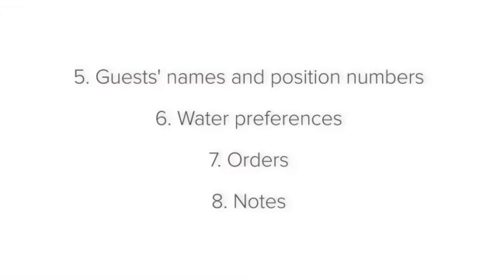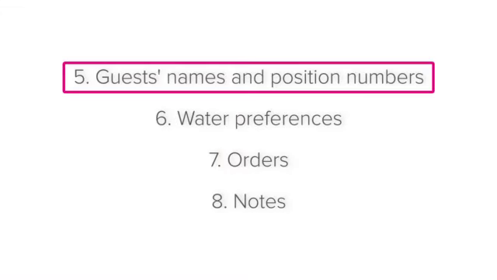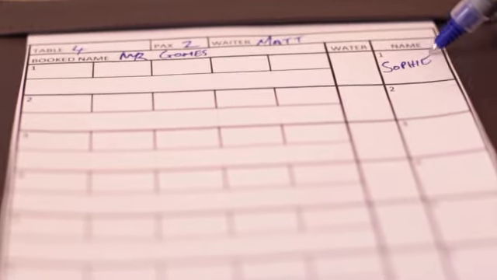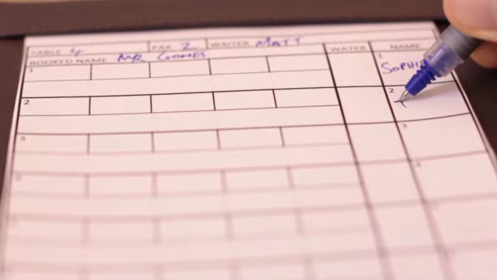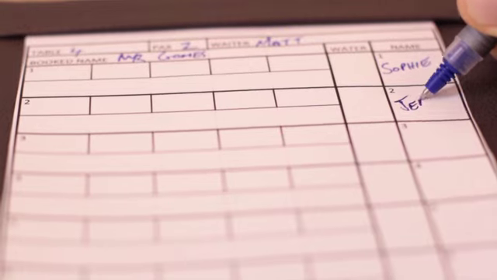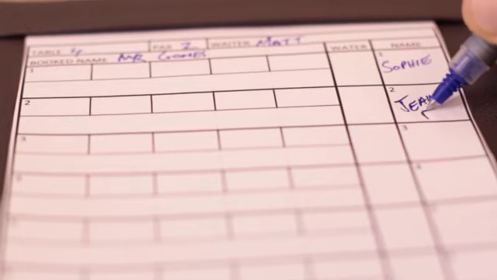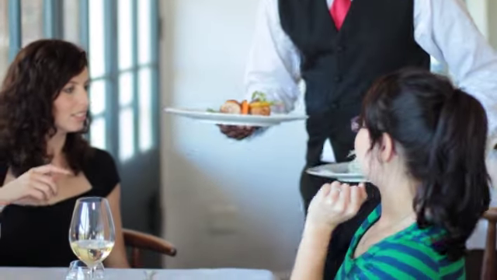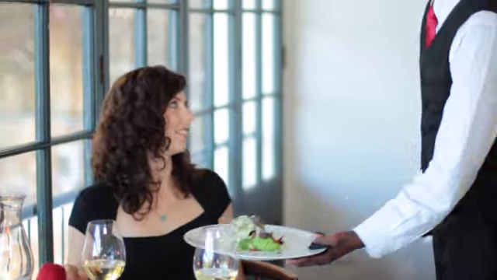Let's move on to the guests' names and position numbers. Always write down your guests' names and position numbers. Circle the ladies' positions at the table, which will help you to set up your trays and plates to serve ladies first. As you know, position numbers are also essential in ensuring that the guest gets the correct dish, and you're not left standing at the table asking whose dish is whose. This is absolutely unacceptable.